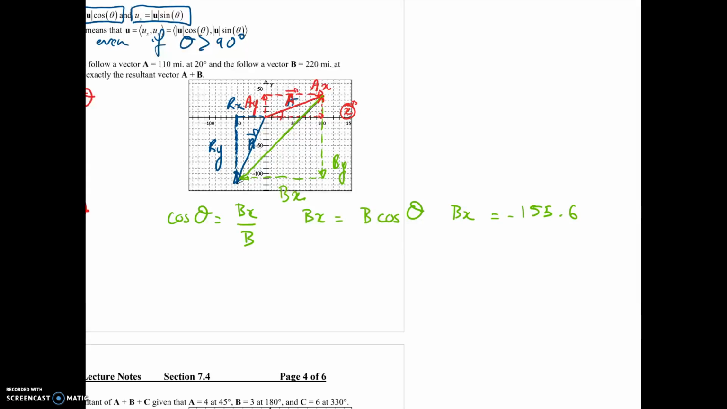If I look at the sine, I have sine of theta equals By over B, and so I end up with By equal to B sine of the angle theta, and you will find a value of By equal to negative 155.6 miles.